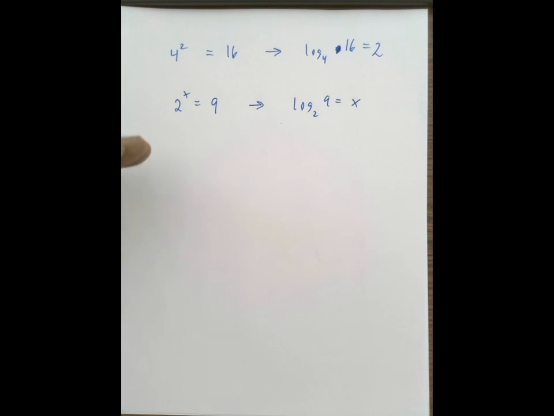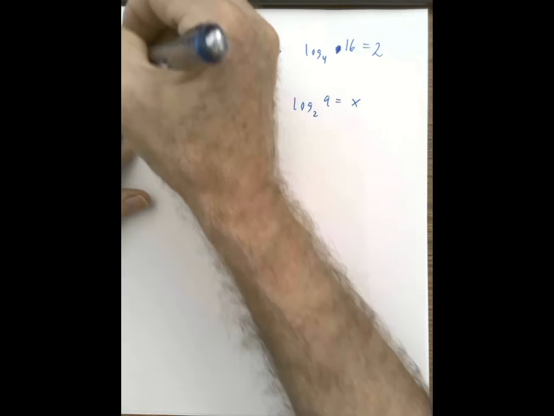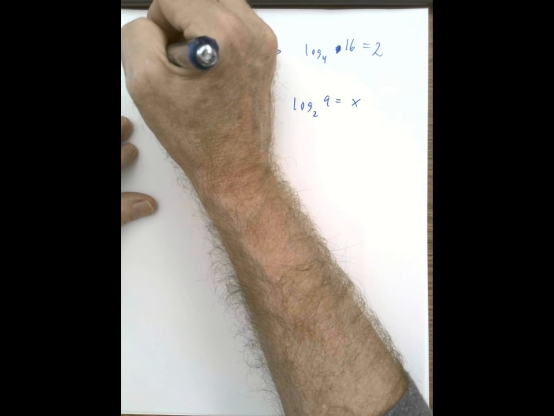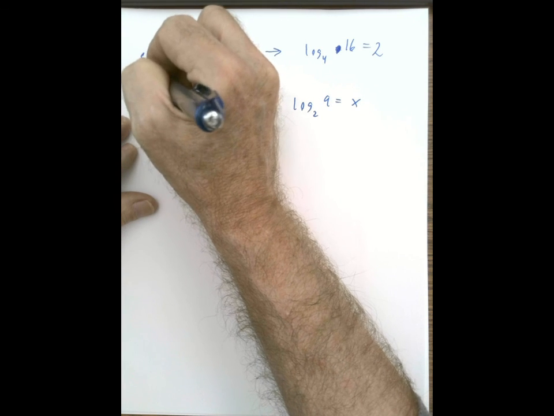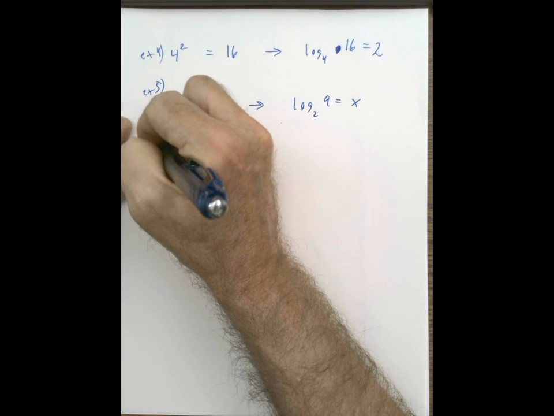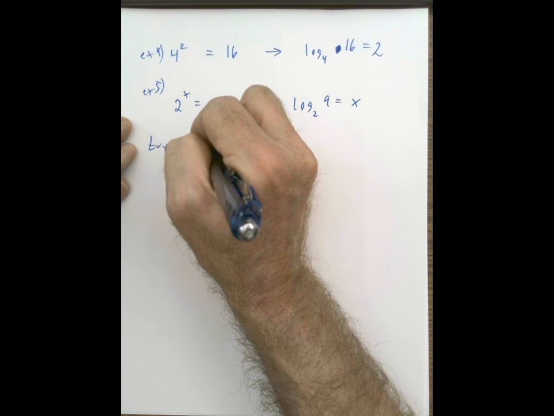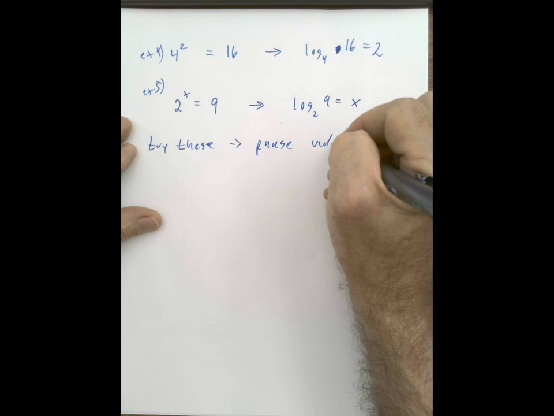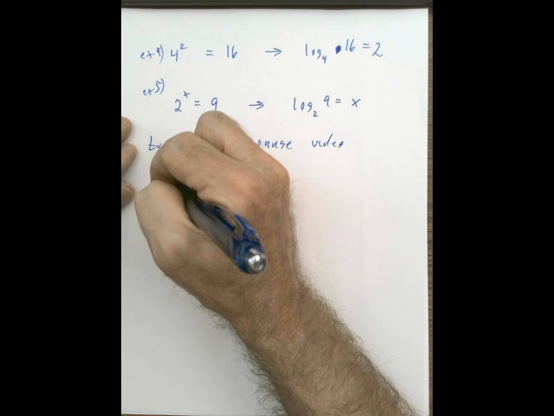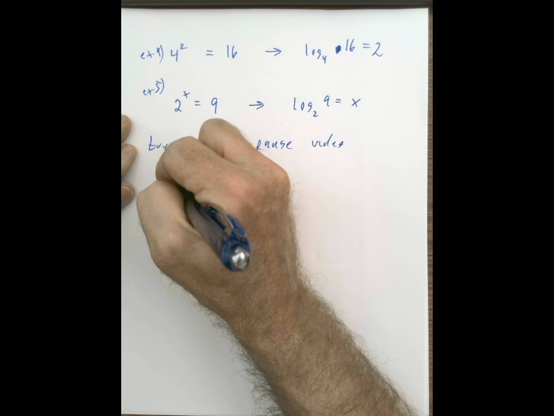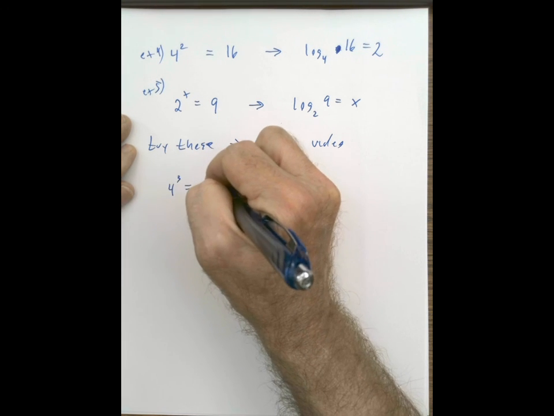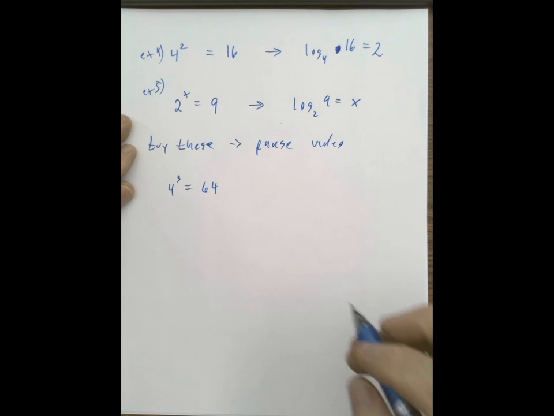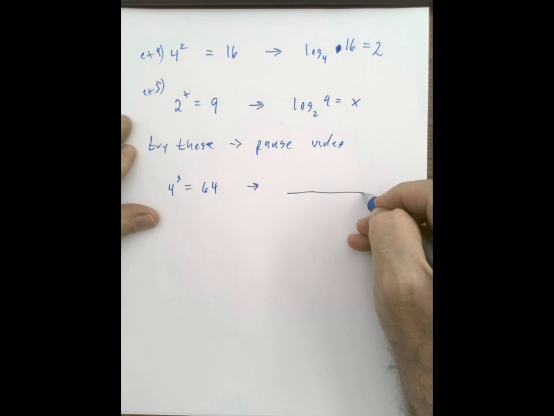Okay, so at this point I'm going to put several down here, and I'd like you to again pause the video and try these on your own. This is actually example 4 and this is example 5. I forgot to number them earlier. So here are some more. Try these, pause the video. Okay, so 4 cubed is equal to 64. Write that as a logarithm.